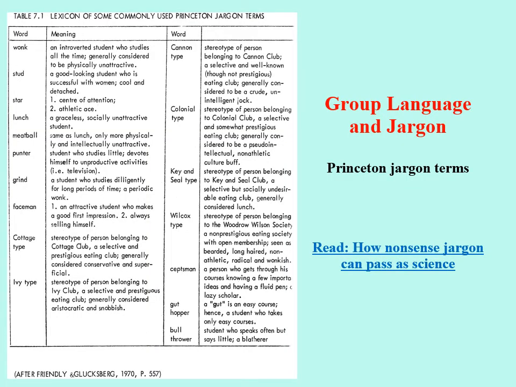Jargon terms naturally evolve as a group of people interact with each other. On this table, you see some of the most commonly used jargon terms at Princeton University with their definition. For example, a wonk in Princeton means an introverted student who studies all the time. A star is somebody who is the center of attention or is an athletic ace. A lunch is a graceless, socially unattractive student. These terms are very similar to the student prototypes that we have studied at the University of New South Wales, which we spoke about in an earlier lecture.